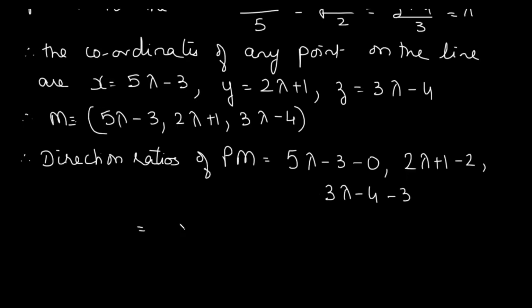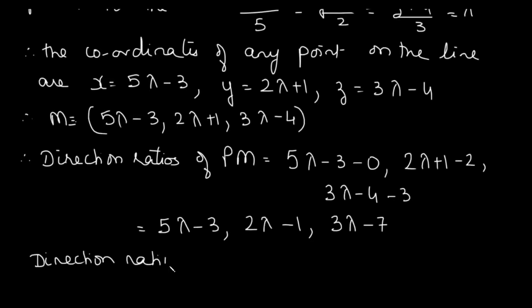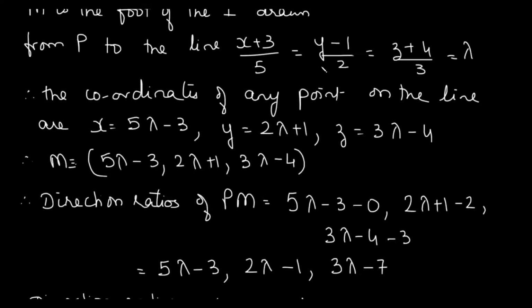We simplify this now. So we get 5 lambda minus 3, 2 lambda minus 1 and 3 lambda minus 7. So these are the direction ratios of PM. Also, what are the direction ratios of the given line? Look at the equation of the line over here. The denominators are the direction ratios. You have learned this many times. So the direction ratios of the given line are 5, 2, 3.